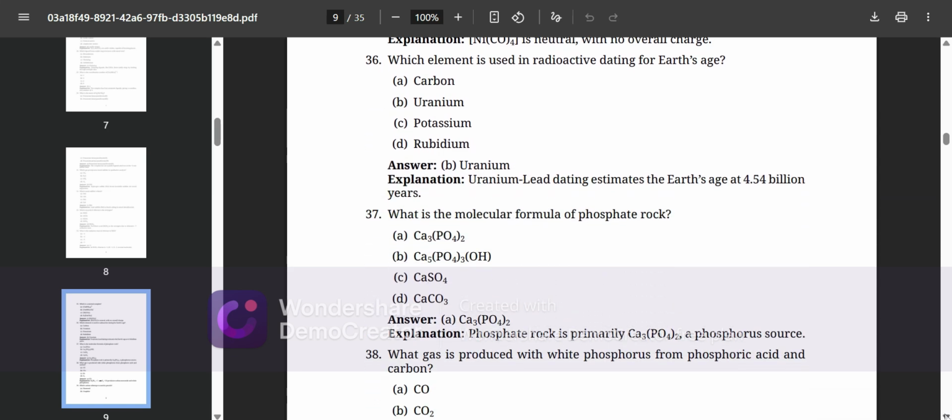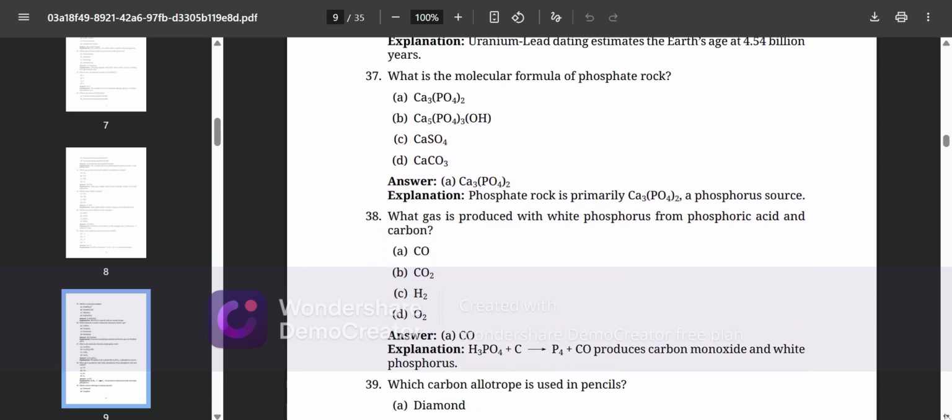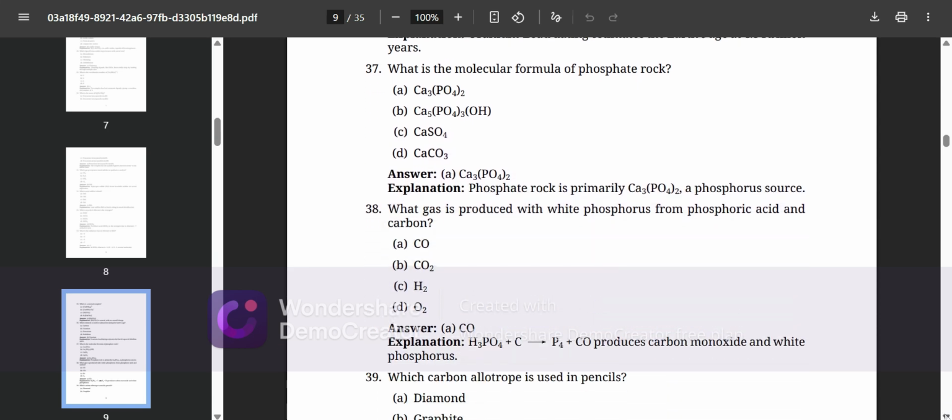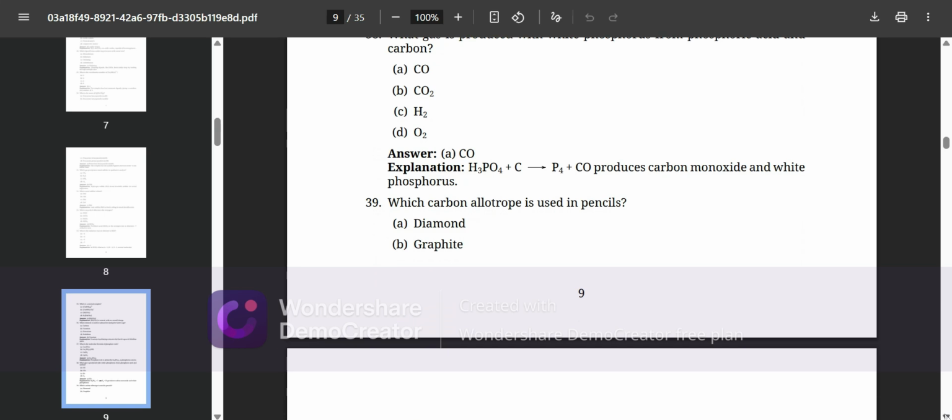What is the molecular formula of phosphate rock? Ca3(PO4)2. Phosphate rock is primarily Ca3(PO4)2, a phosphorus source. Hot gas is produced with white phosphorus from phosphoric acid and carbon. H3PO4 + C = P4 + CO, producing carbon monoxide and white phosphorus.